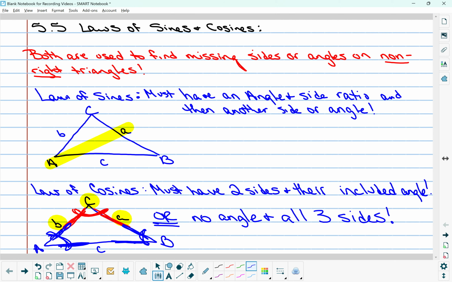All right, so on the next couple screens, I'm going to give you the actual rule for the law of sines, and then I'll walk you through one example, and then I'll give you the rules for the law of cosines and walk you through two examples, because I want to do one where you have the two sides and the included angle, and then one where you have all three sides. Okay, all right, let's move along.